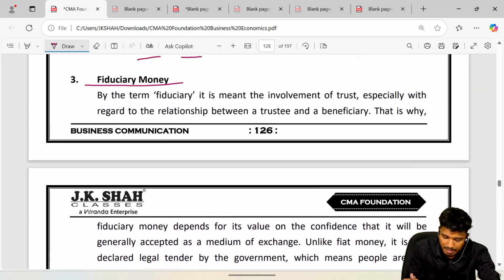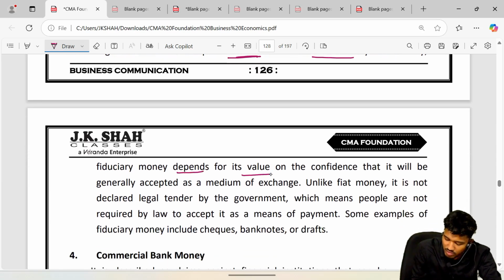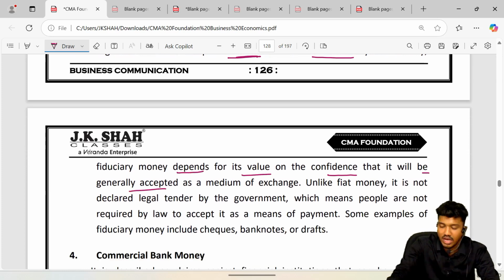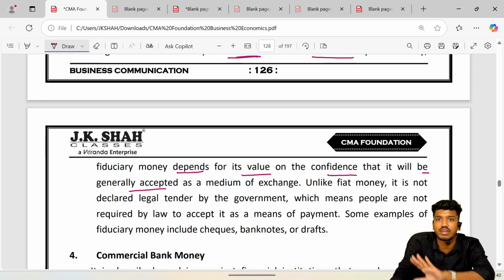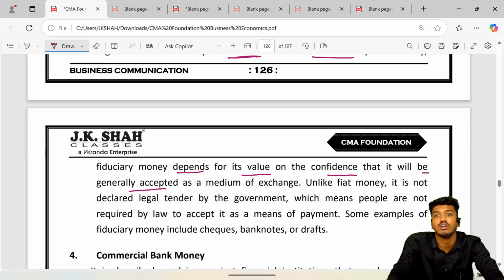Let's say for example, see here. By the term fiduciary, it is meant the involvement of trust, especially with regard to the relationship between a trustee and a beneficiary. I would be trustee and that person would be beneficiary. That is why fiduciary money depends for its value on the confidence that it will be generally accepted. Let's say, for example, a student was supposed to pay fees to me. He said, sir, I can't pay in cash, but I will pay you through check. So he came to me and gave me that check. Now it is on trust that he will clear the check on the due date presented therein. So that way it works out.